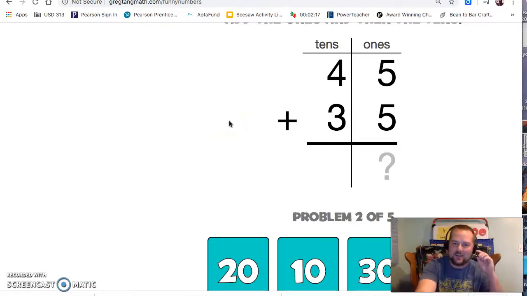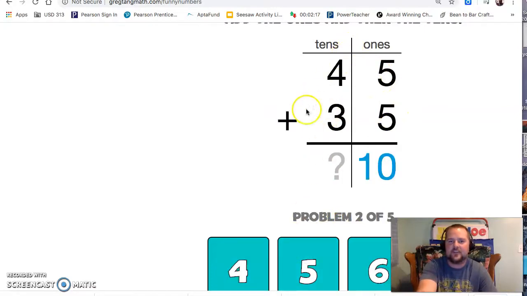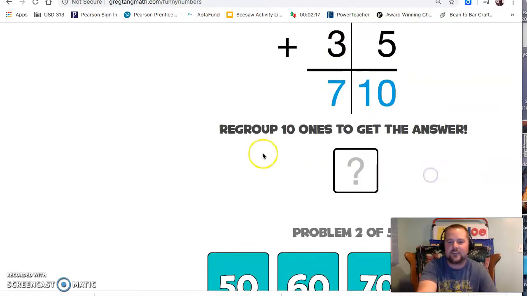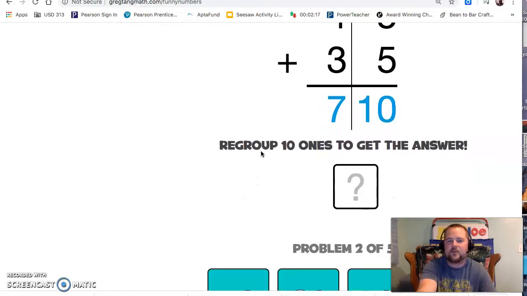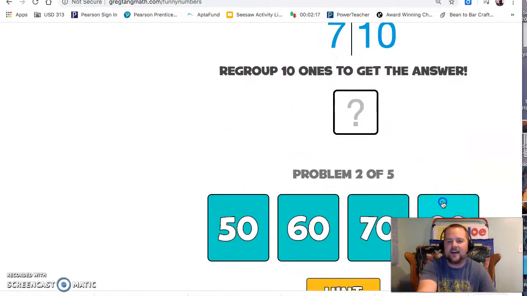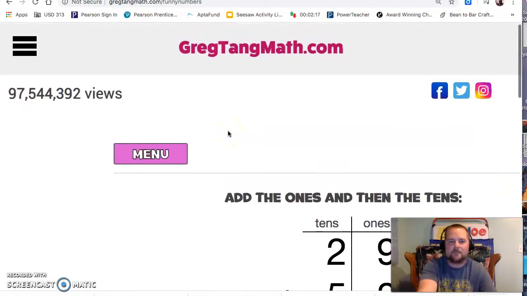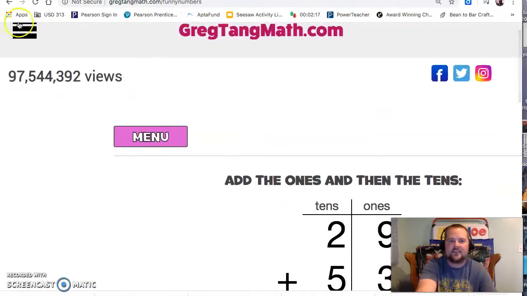So here's another one. We'll just do one more. 5 ones plus 5 ones equals 10 ones. 4 tens plus 3 tens equals 7 tens. 7010, that's our funny number. So when we regroup, what do we get? 80. Okay, and that is addition.